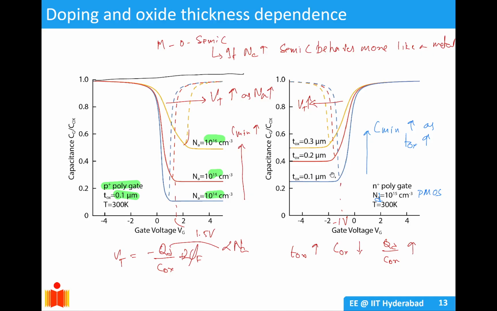And here you can see as you are increasing your TOX, your C min is increasing with respect to your Cox. So this is in C by Cox terms. So here the whole curve is normalized by Cox. So overall the change will correspond to both your Cox change and your C depletion change. But here we are only seeing the change corresponding to C depletion.